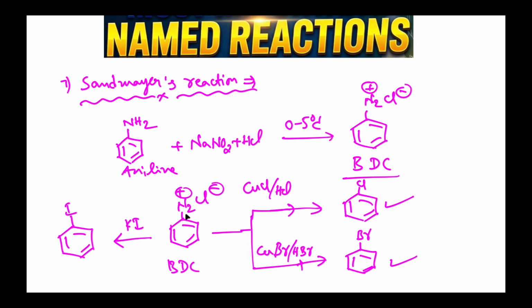So benzene diazonium chloride is heated with potassium iodide. The iodide ion replaces the N2 molecule. Iodobenzene will form. No copper catalyst is needed in this reaction.